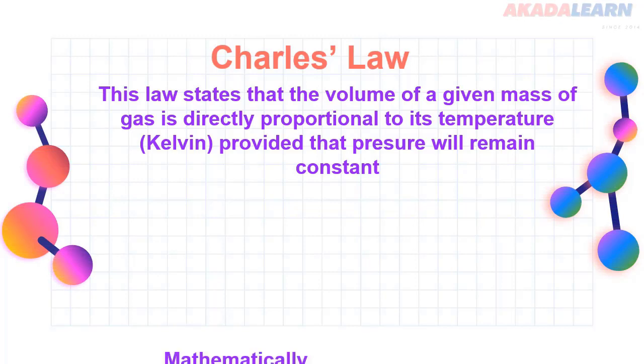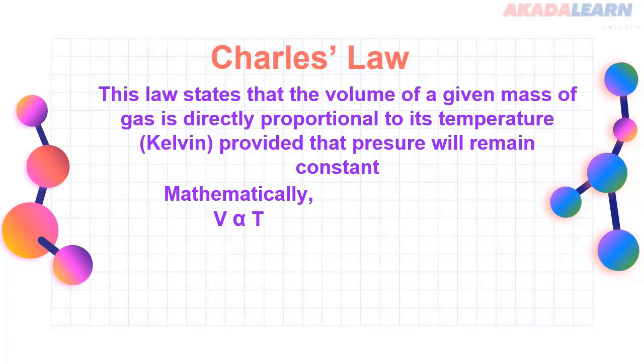Now, a mathematical representation of this law is the volume being directly proportional to temperature. Now, to get a constant, we are going to remove the proportionality sign and put an equality sign, and this will mean us dividing the volume by the temperature. This means that we can have V1 divided by T1 is equal to V2 divided by T2, so that we can compare two different volumes and temperatures.